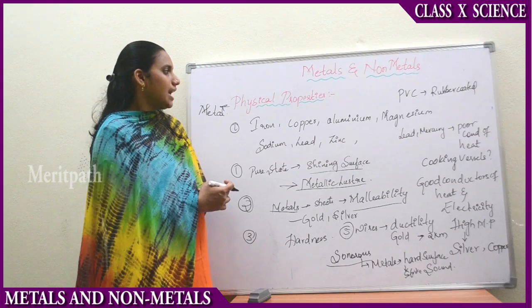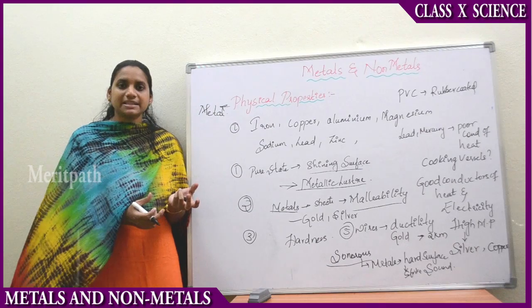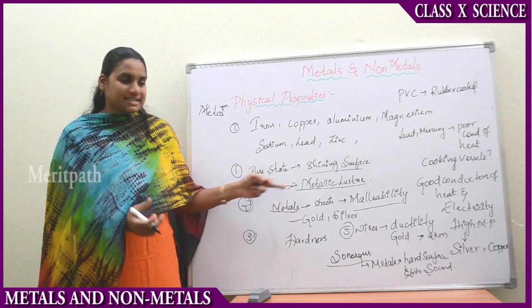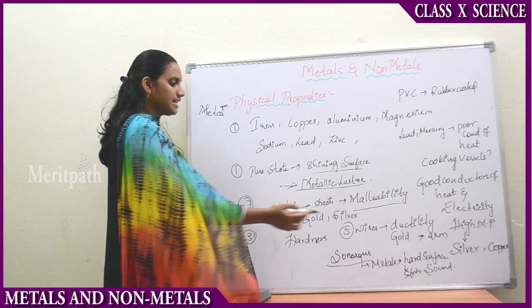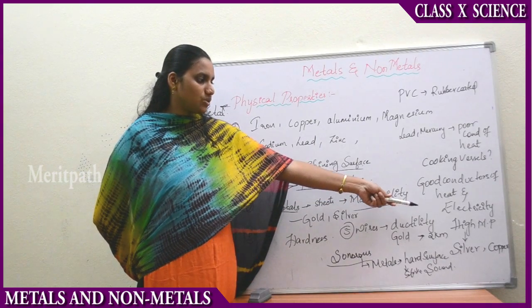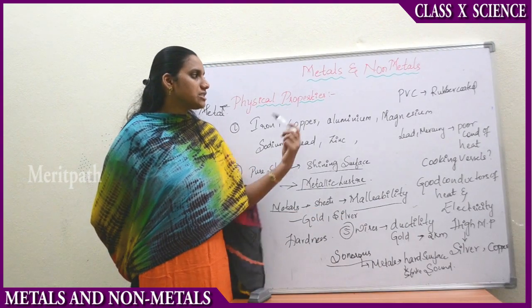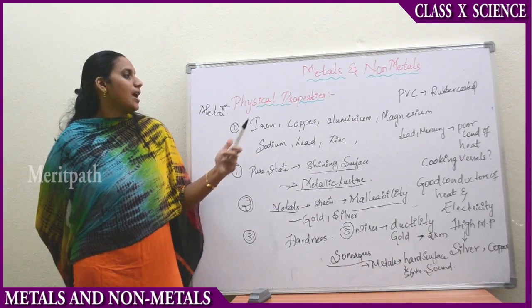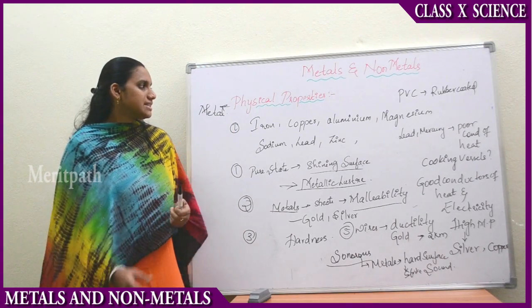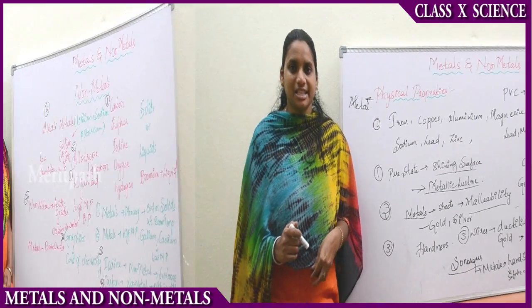Now let us get a glimpse of the physical properties of metals. The first property is metallic luster, the second is malleability, the third is sonorous, the fourth is good conduction of heat and electricity, and the fifth is ductility. All these five properties together classify metals as one group of elements. Now let us see the physical properties of non-metals in detail with activities.